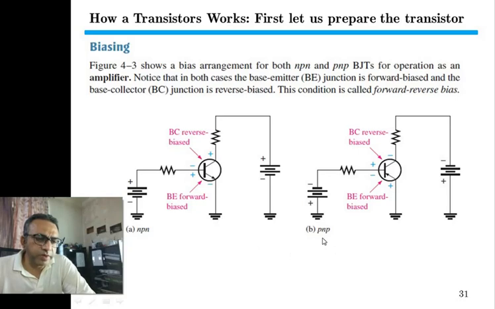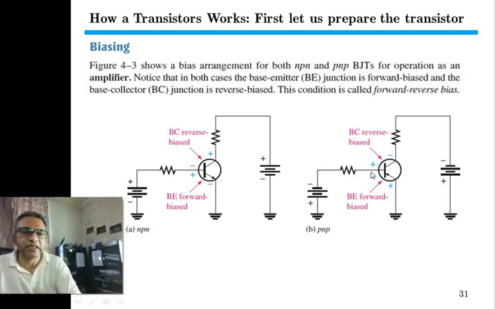In the case of a PNP transistor, again we have to forward bias the base emitter. For doing this, we will now connect the negative of the battery to the base, and the positive of the battery is grounded. Likewise, for reverse biasing the base collector, we will connect the negative terminal of the battery towards the collector, and the positive side will be grounded. So this is the biasing of our BJT transistors.